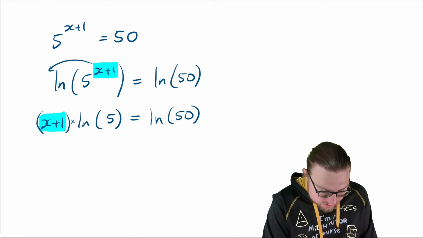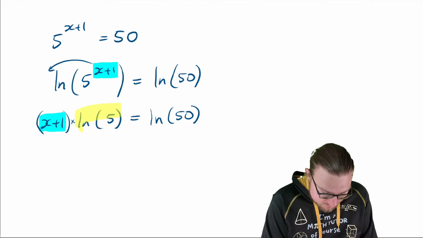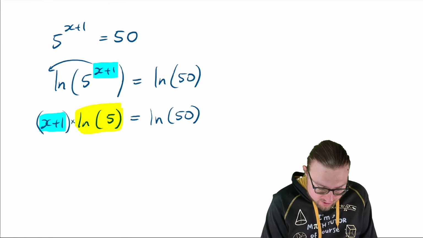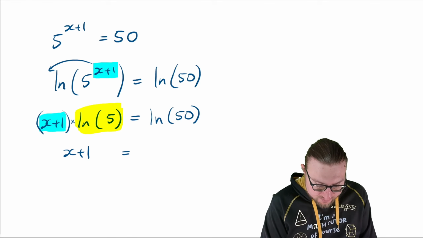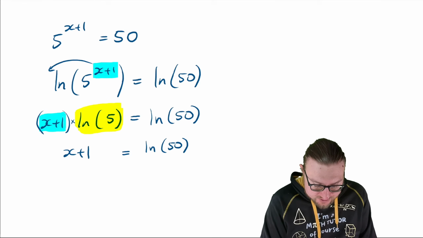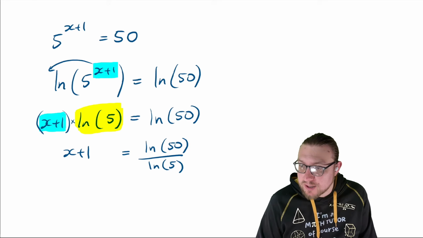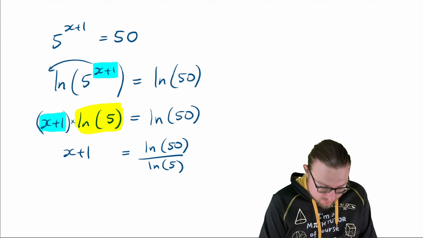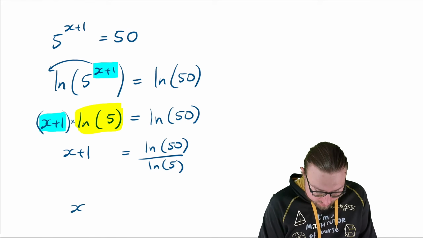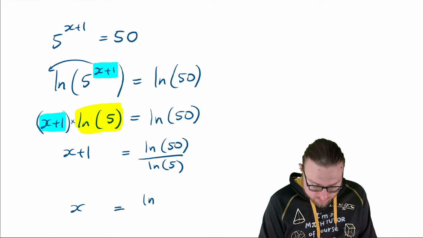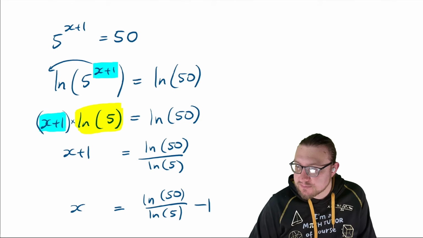And what do we do? Every single time it's the same. The steps are the same. We have natural log here. We're going to divide by it. So we're going to have x plus 1 left over is the natural log of 50 divided by the natural log of 5. Well, and we have a plus 1 here. How do we finish this question off? We're going to do minus 1 on both sides. And before even putting it in the calculator, I'm just going to do minus 1 at the end. And then we can put that in the calculator.